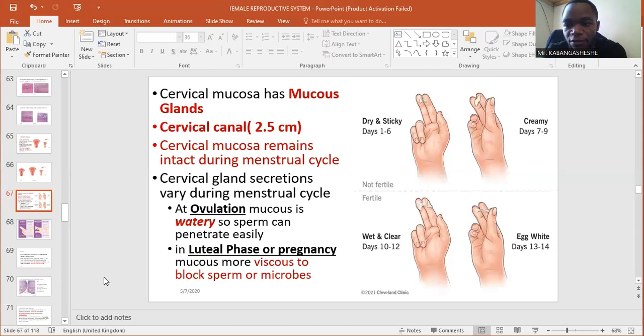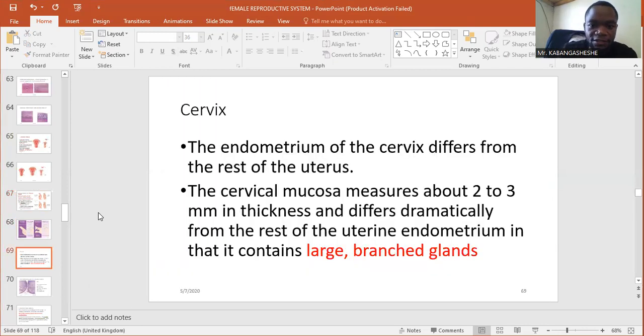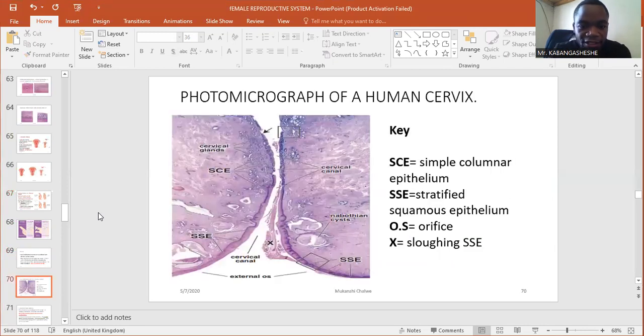They are essential for nourishment and migration of sperm cells from the vagina all the way to the cervix, and also prevent microorganisms and also block sperm cells from swimming through the cervix in phases when the woman is not fertile, like during pregnancy. So that's the same idea here that is being mentioned. Okay, so that's the histological structure of the cervix.